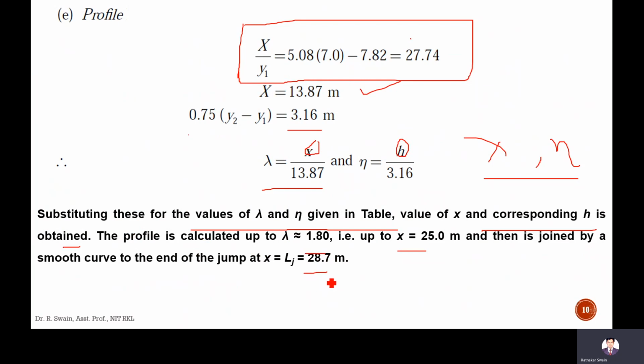Okay, so Lj we have already calculated, that is 28.7. So here the final endpoint ordinate is known. Up to lambda 1.8, which means up to x equal to 25, the profile is calculated, and after that it is just extended. Okay, since it is 25, the total Lj is 28.7. Okay, thank you so much.